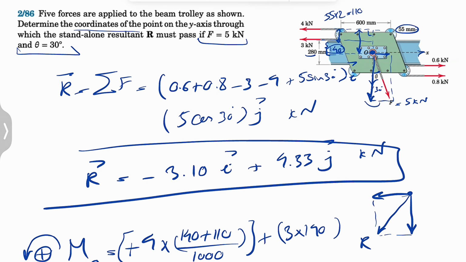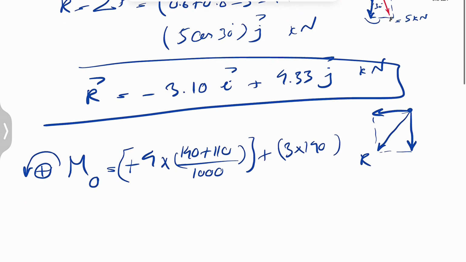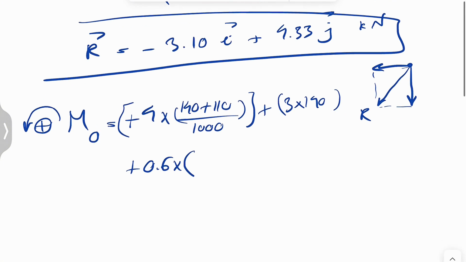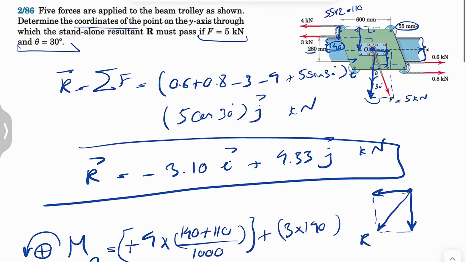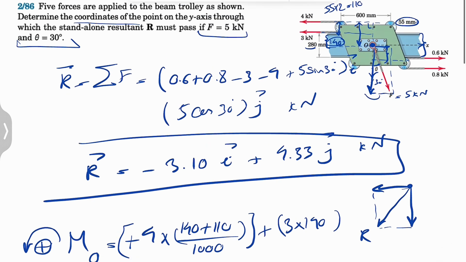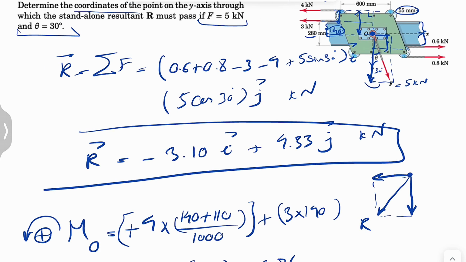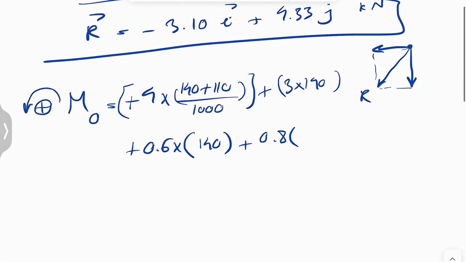These two are also counterclockwise, so positive 0.6 times the same distance. This is the line of action, so we're going to have again half of this beam, which was 140 millimeters. And also we have point A, same direction, positive 0.8 times 140 plus the diameter of the pulley, so 140 plus 110, all divided by 1000.